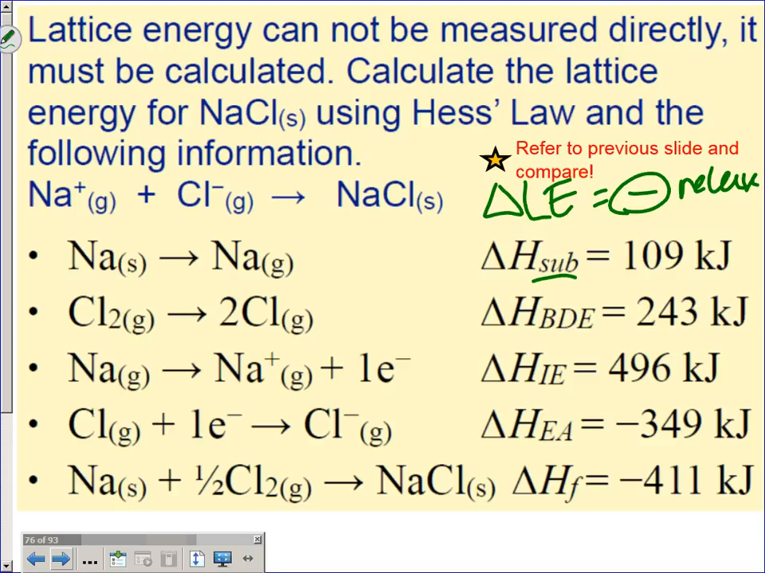What's BDE stand for? Anybody? I just said you have to take chlorine's molecule and break that bond. Bond dissociation energy. BDE, bond dissociation energy. We've done this before with delta H's.